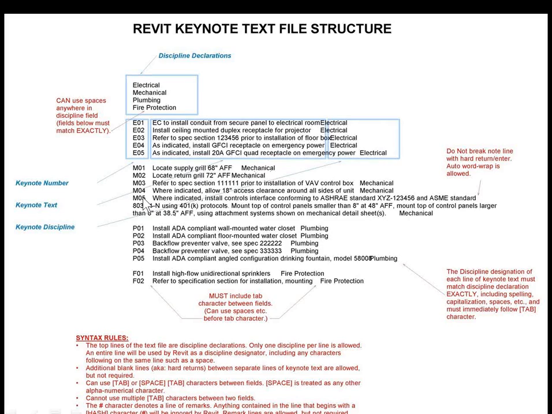You see M05, I have a lot of text in here. You can have multiple lines of text. You can write out paragraphs. Just don't break the line in between. Just let it do the auto word wrap. And then a tab, and then a discipline. I think I've covered most of this, and I can send you the file.